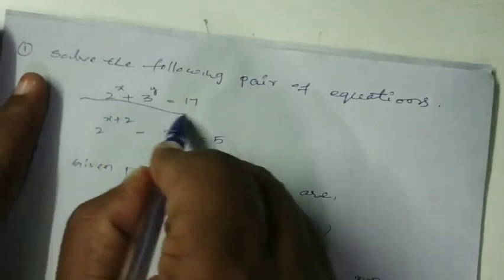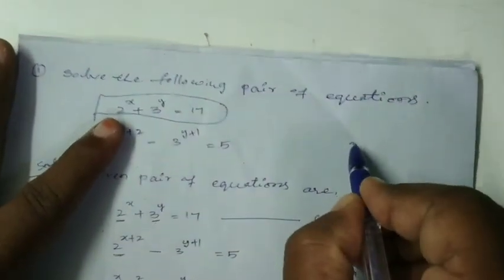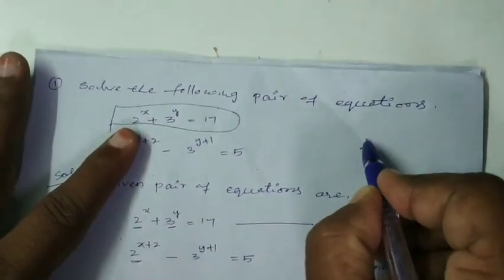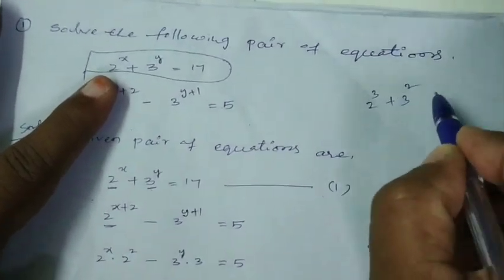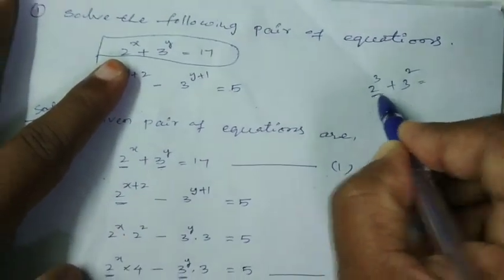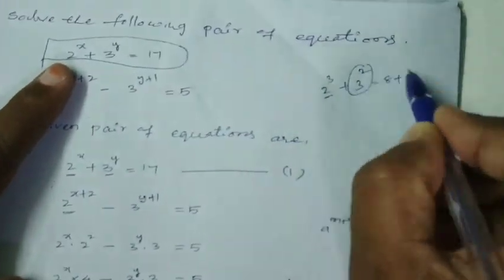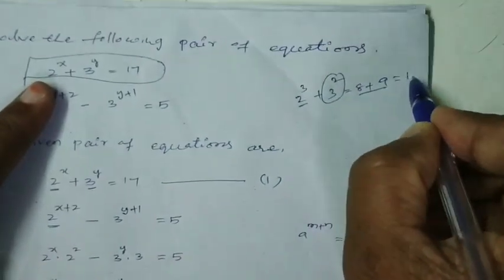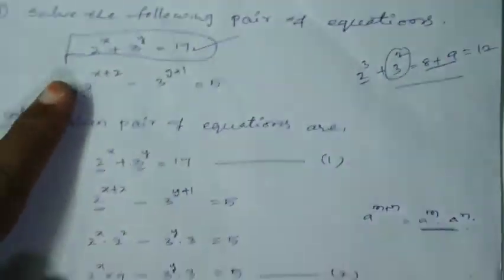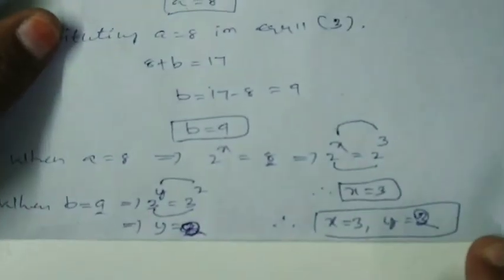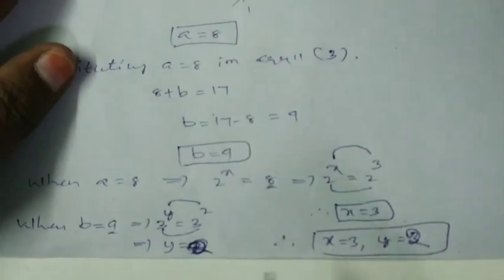Okay, so whether these answers are correct or not, we will check here. Substitute in equation 1. 2 power x equal to 3 plus 3 power y equals to 2 is equals to 2 cube equals to 8 plus 3 square equal to 9. 8 plus 9 equal to 17. Okay, it is equal to RHS. So our answer which we got, they are correct. Okay.